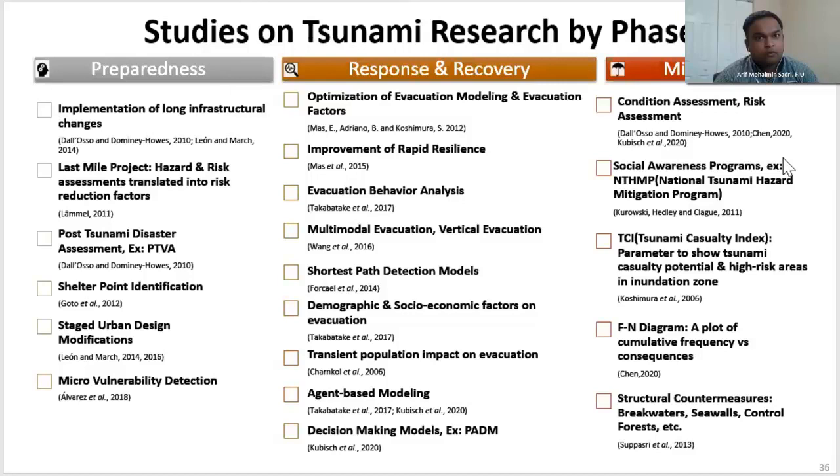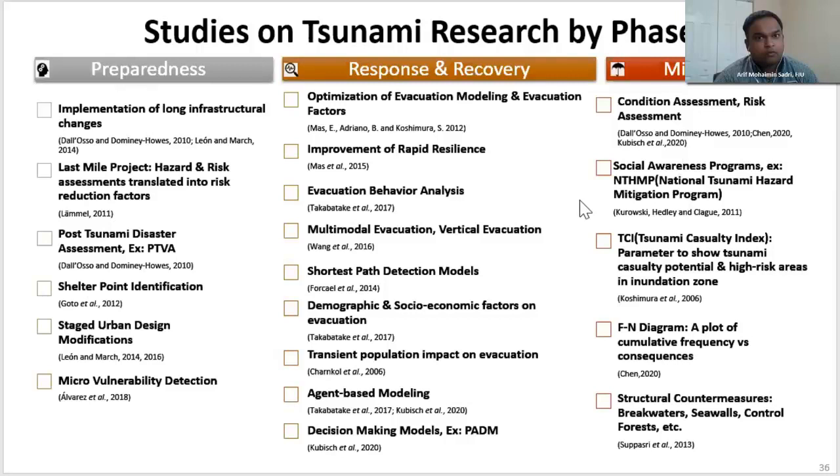And again, if you look into the studies, when we talk about evacuation, we are looking into the response phase. But then your response depends on how much preparation you have taken ahead of time. And mitigation, meaning on the long term, what are the things you can do? So we have identified the studies we have reviewed, and we have grouped them into these different phases.